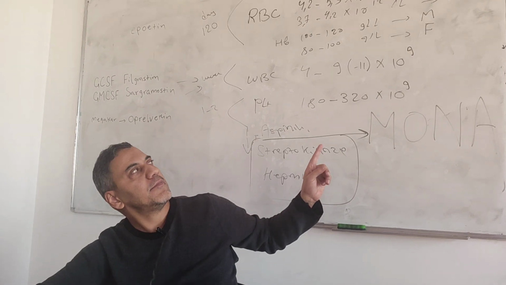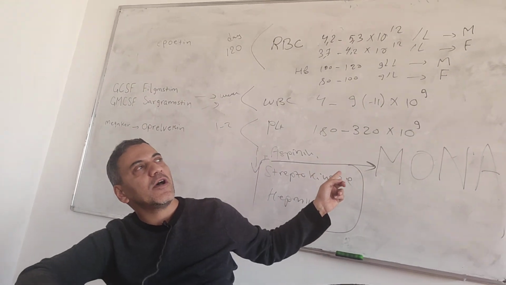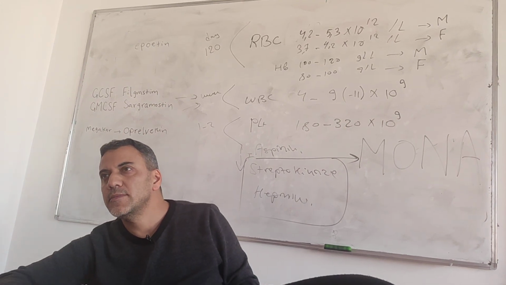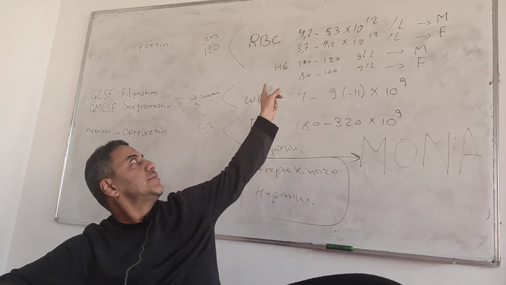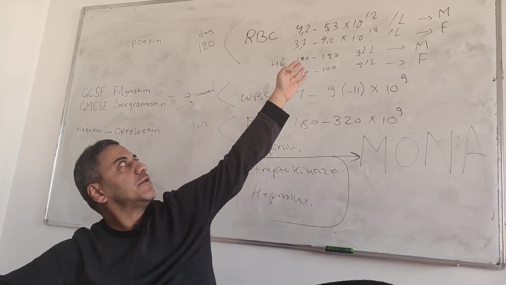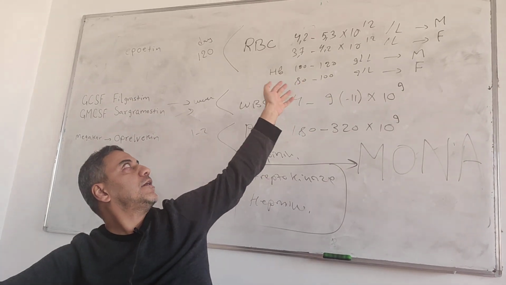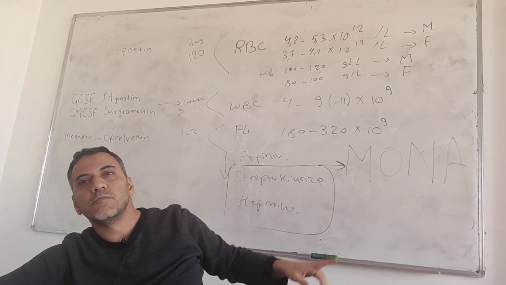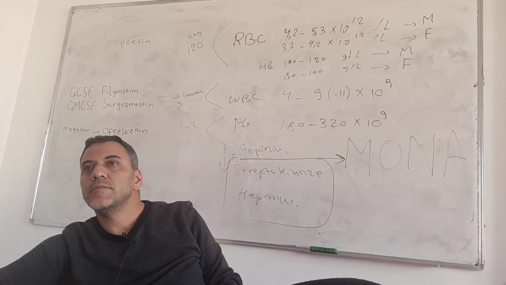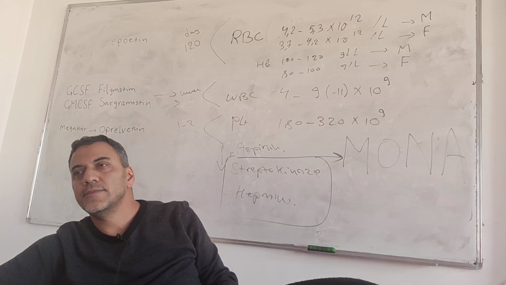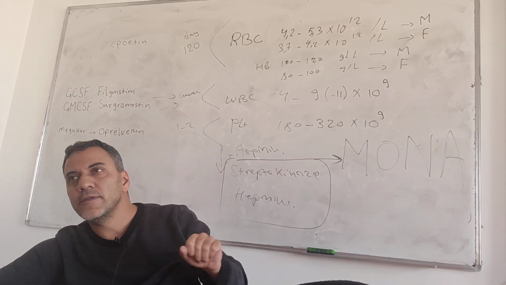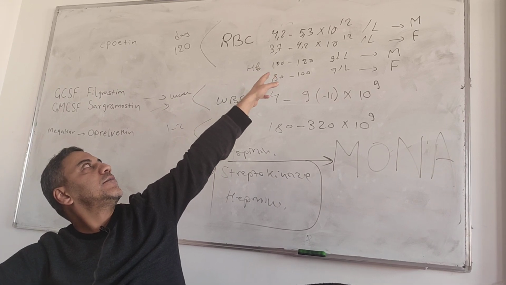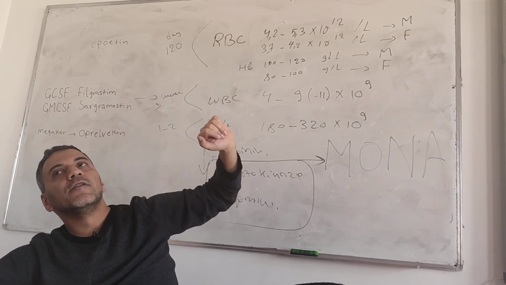These numbers of blood you have to remember as you remember your names. Yes, red blood cells in male and female, and hemoglobin in male and female. And remember, please, that red blood cells are powered by 12. For example, 4.2 to 5.3 multiplied by 10 to the power of 12.